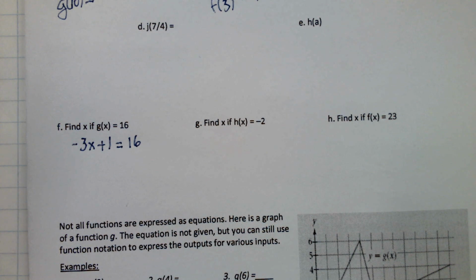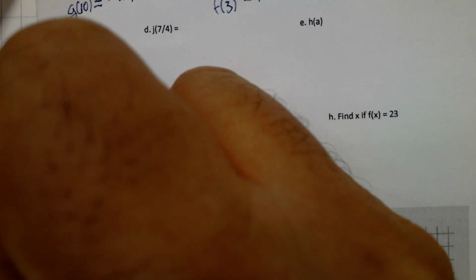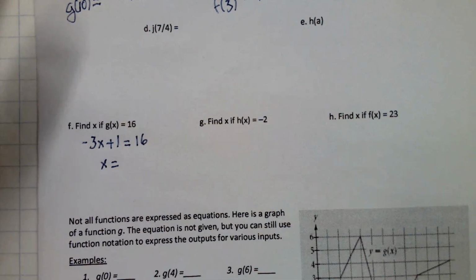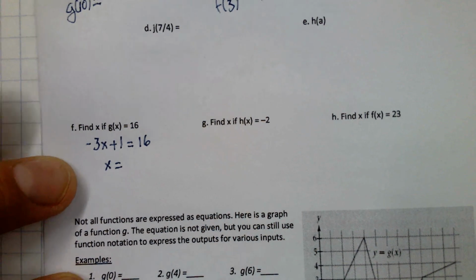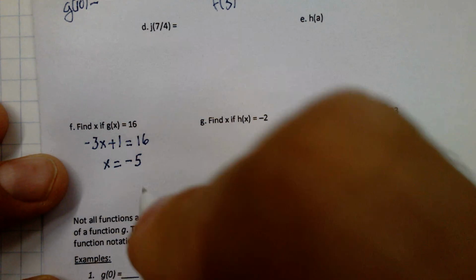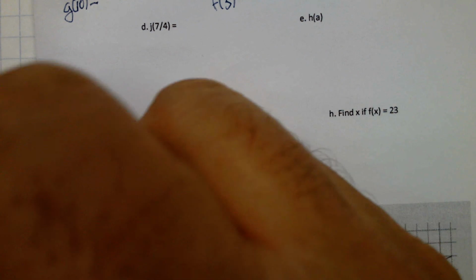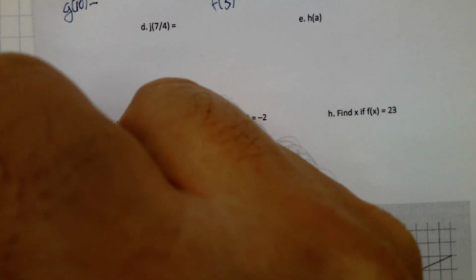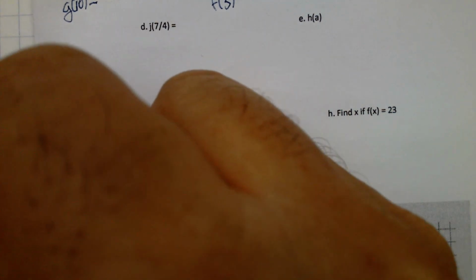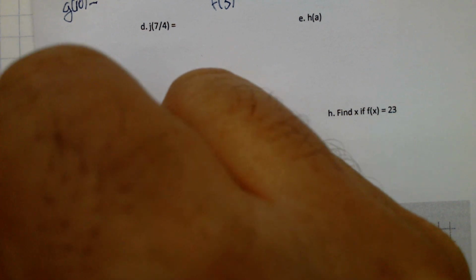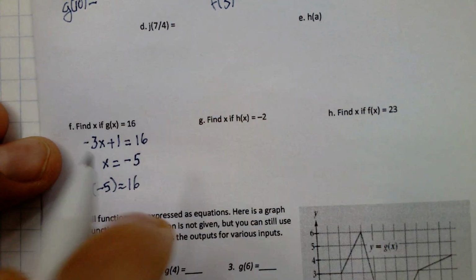So what do we get? What does x turn out to be? Negative 5. Yeah, it's going to be negative 5. If you solved it correctly, you should get negative 5. So that would be g of negative 5 is 16.